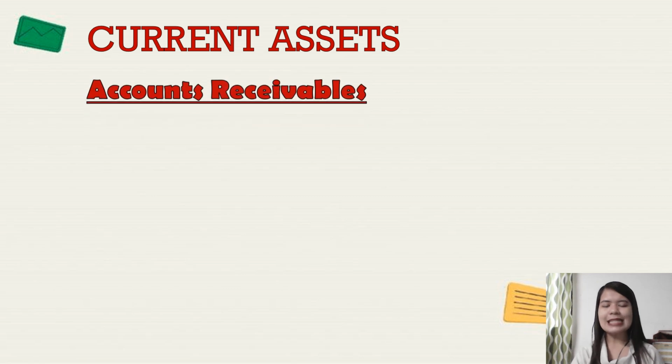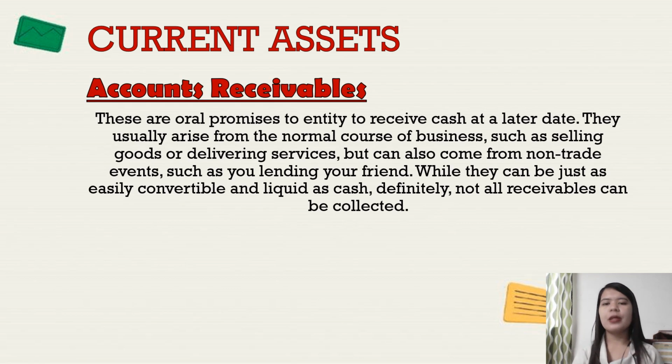For our next example, we have the accounts receivable. So, accounts receivable are the oral promises to an entity to receive cash at a later date. For example, a normal business transaction, halimbawa kayo magkaibigan, ikaw ang seller. So, ikaw ang nagtitinda ng iyong product. Yung product mo, binigay mo sa kanya, sa iyong friend, pero hindi niya agad mababayaran. Pero, syempre, ina-expect mo that you're going to receive a cash at a later date. So, that is considered to be accounts receivable. Okay, you're going to count it, you're going to record it as accounts receivable.